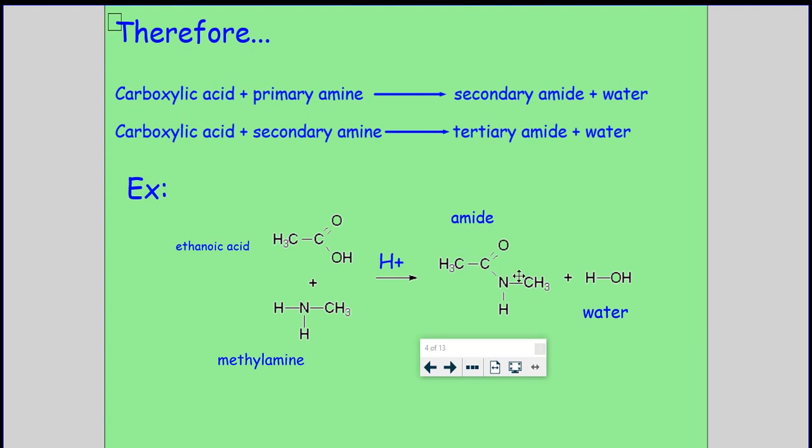When we try to figure out what kind of amide it is, primary, secondary, or tertiary, we see that we have a carbonyl group attached to an alkyl group, and a nitrogen attached to another alkyl group, which makes it a secondary amide, and the byproduct is water. So again, going back to the top, a carboxylic acid and a primary amine create a secondary amide, and we see that happening right here. Two alkyl groups, making it a secondary amide.